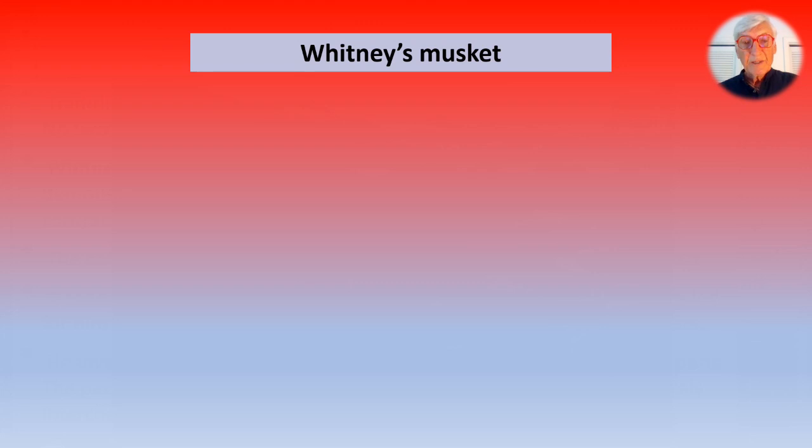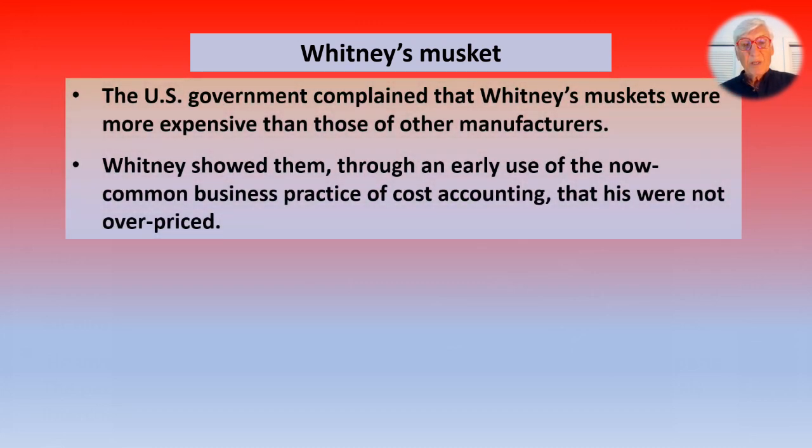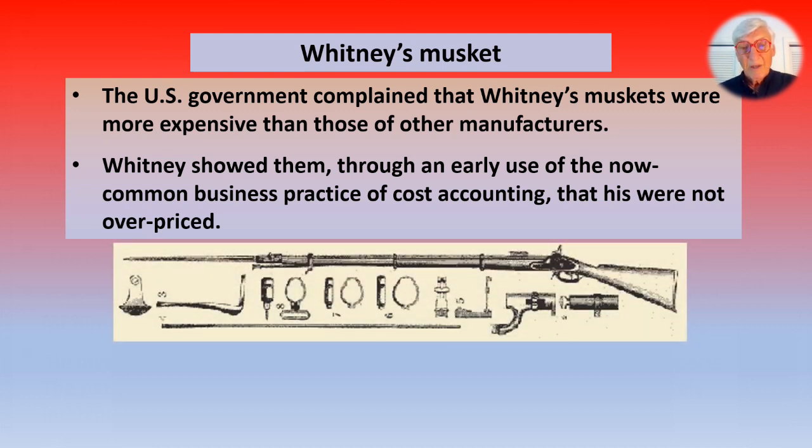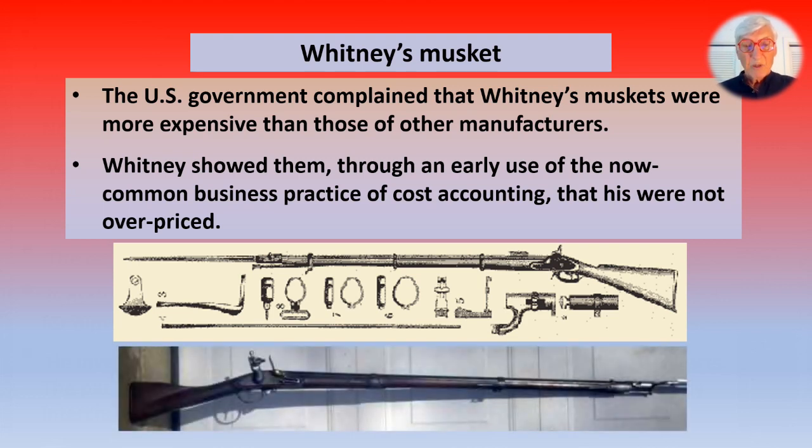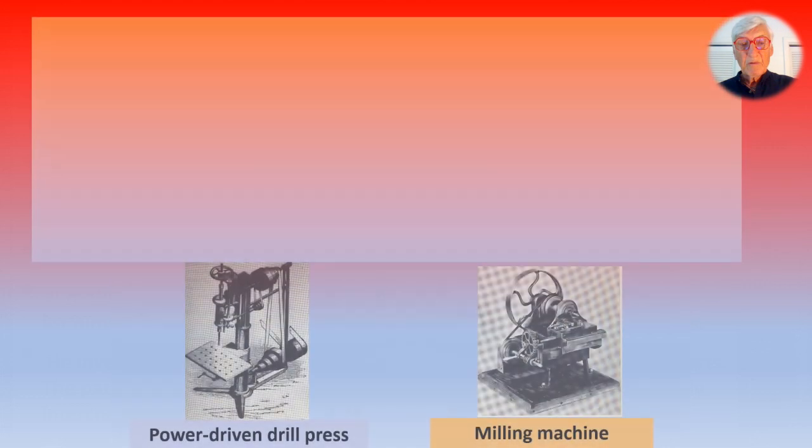The U.S. government complained that Whitney's muskets were more expensive than those of other manufacturers. Whitney showed them through an early use of the now common business practice of cost accounting that his were not overpriced. So you see, he's learning how to do something additional. And here is a diagram of one of his rifles and an actual picture of one. Nice collector's items if you can find one for a price you can afford.